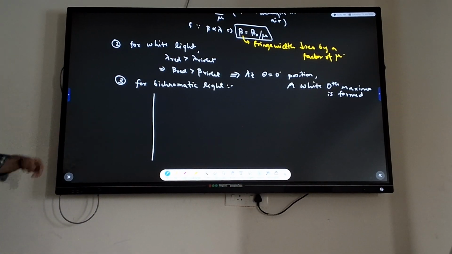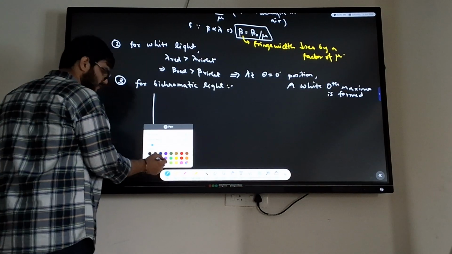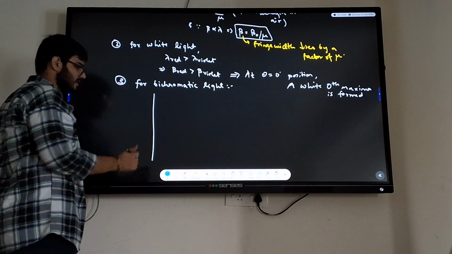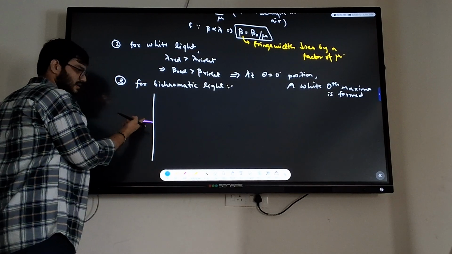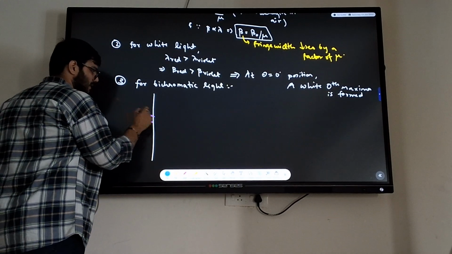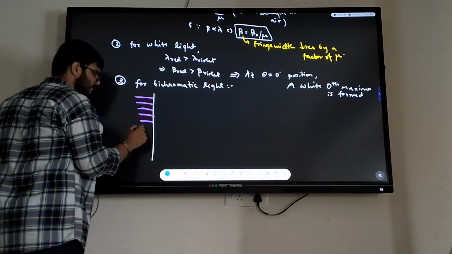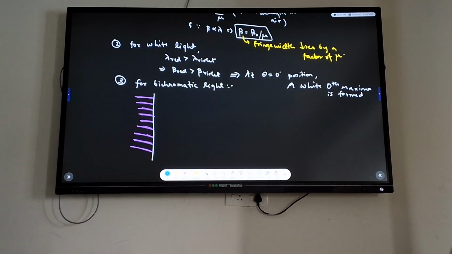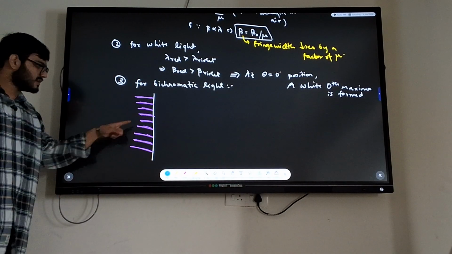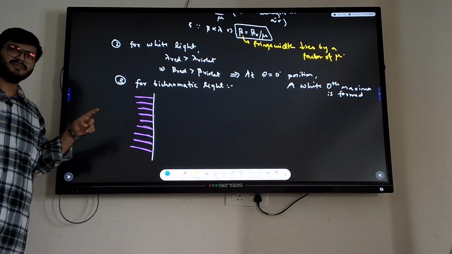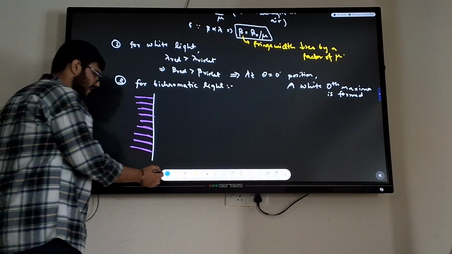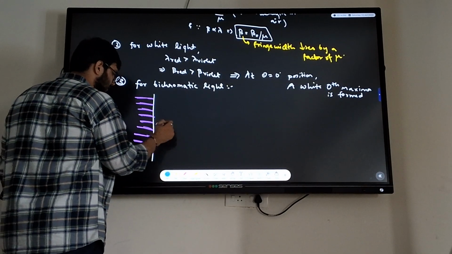Now let's talk about other points. I am going to take two colors, purple and yellow. Let me take this as the 0th maxima, and this is bright, this is bright, this is also bright. These are the things that are forming. Let's talk about this: the beta of violet is going to be the least, right? Yes or no? Because lambda of violet is least, so beta of violet is least. And this is my 0th maxima.